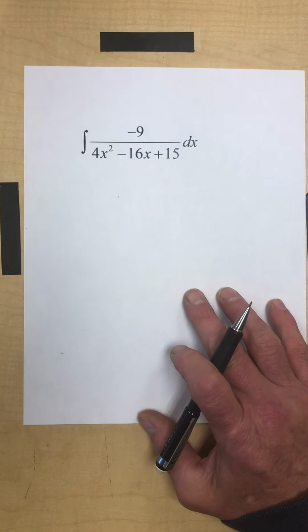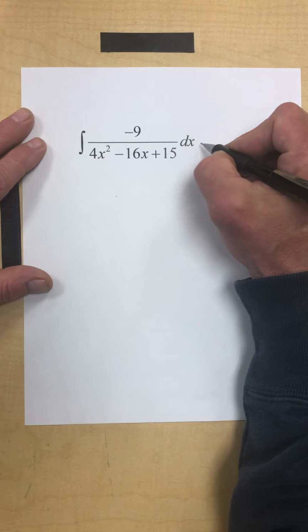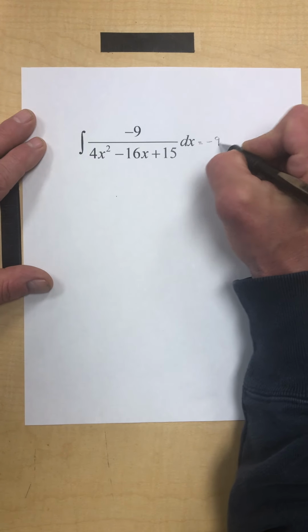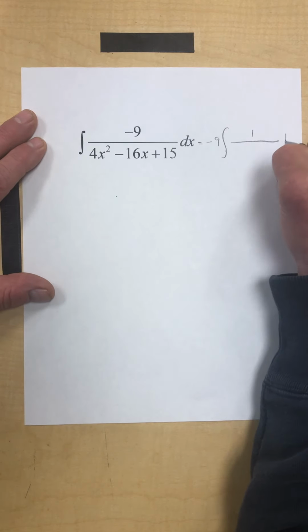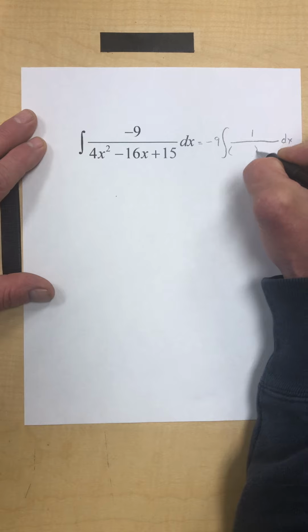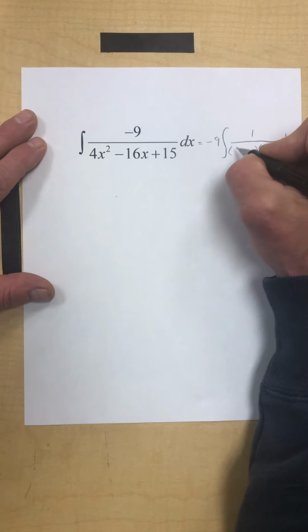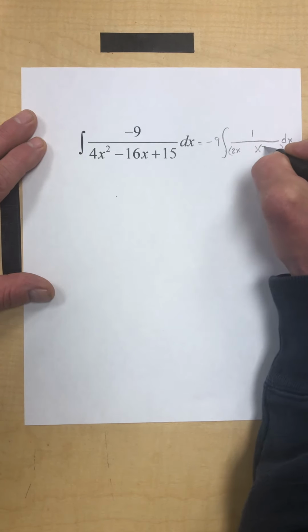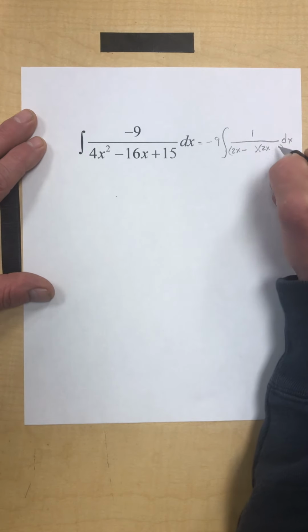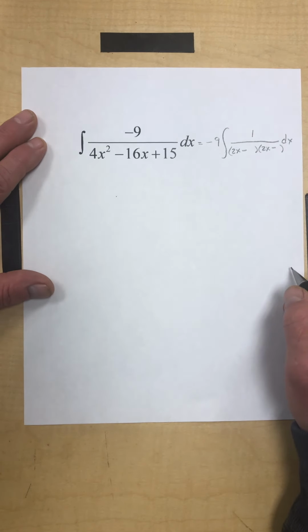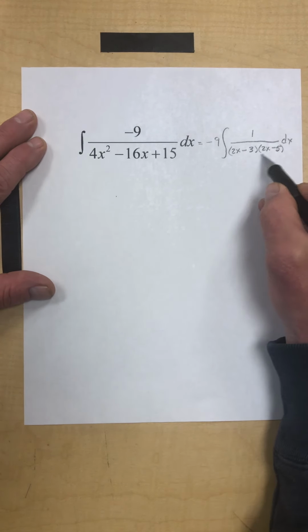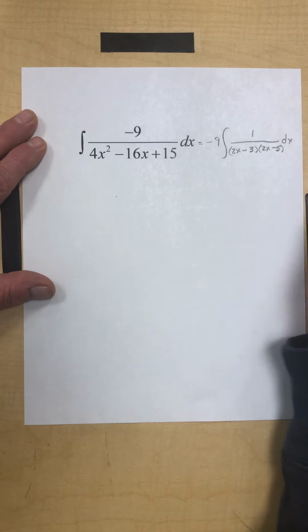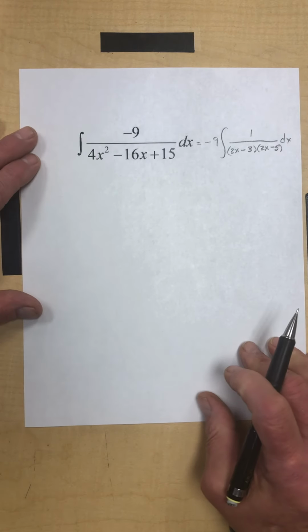And let's see what happens here with this guy. All right, I'm going to pull that -9 out front. And then I would have 1 over dx. I've got to factor this guy. I'm thinking it's 2x and 2x, like this. And obviously both of them have to be minus. So will it work with a 3 and a 5? If I put a 3 here and a 5 there, that would give us a negative 6x and a negative 10x, which gives us a negative 16x. So we're good there.